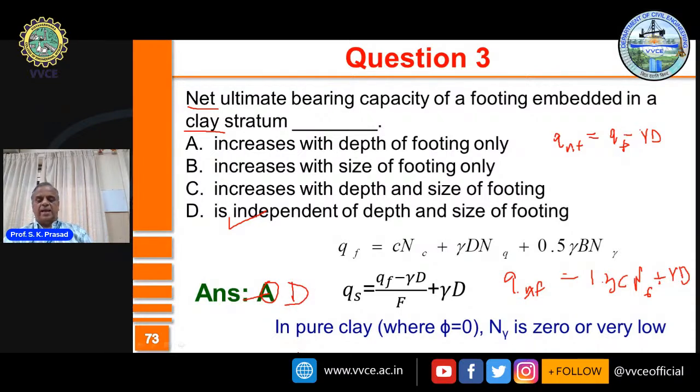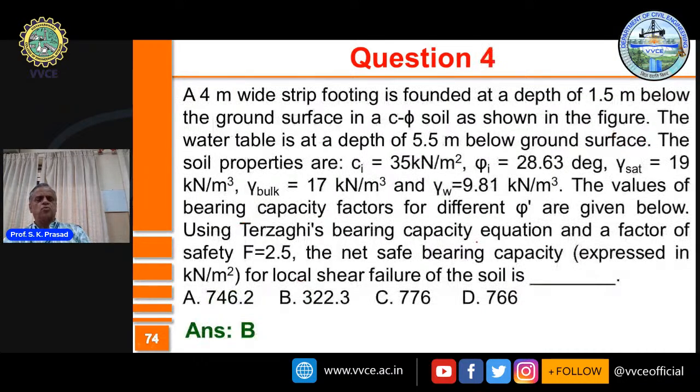So in pure clay, N gamma is 0, you should remember, and NQ is equal to 1, you should remember. Questions sometimes will be very tricky. I want you to understand carefully. Let me take you on to one more question. As many questions as possible, if you solve, your confidence level will boost.